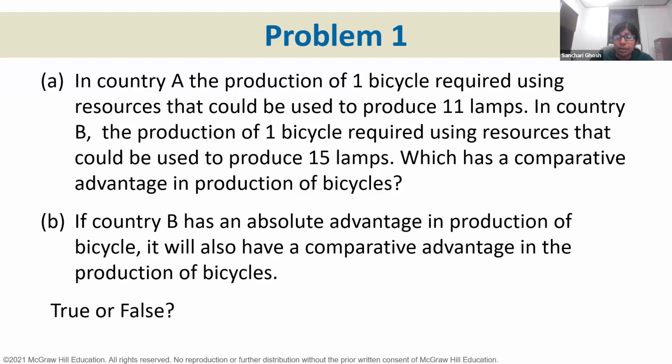Country B has an absolute advantage in production of bicycle. It will also have a comparative advantage. No, this is false. We just saw that US had absolute advantage in production of both vegetables and beef, but we would want trade, we would want US potentially to have comparative advantage in beef and leave Mexico to produce vegetables.